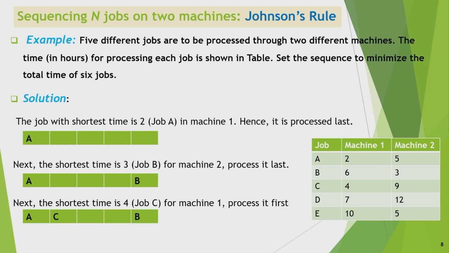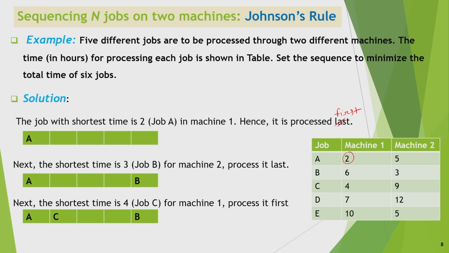We saw that there are jobs A, B, C, D and so on, and in machine 1 job A takes 2 hours and 5 hours on the other machine, and this one takes 6 hours here and 3 hours in machine 2. So the job with the shortest time is 2, it takes only 2 hours, and it is on machine 1, hence it is processed first. So you put it here, because the shortest time is 2, therefore it will be first.